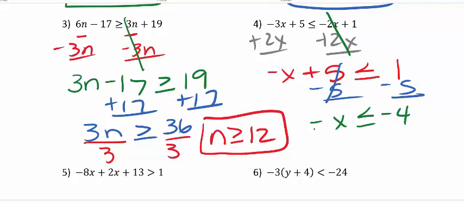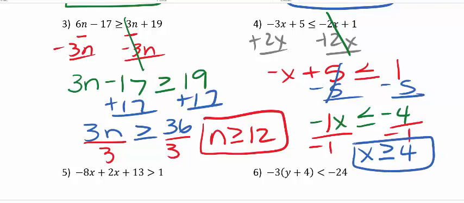Now, to get x all by itself, this negative in front is just like a -1 that's in front. So we're going to divide both sides by -1. And because it's a negative number, that's going to change the direction of the inequality. So this becomes x, change this direction to be greater than or equal to, and then -4 divided by -1 is going to be +4.